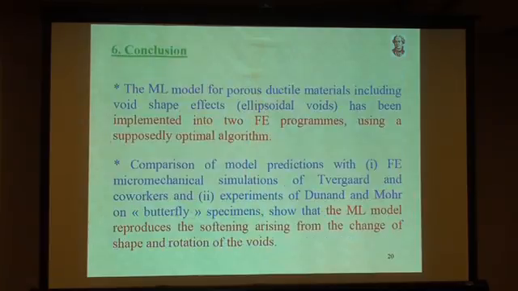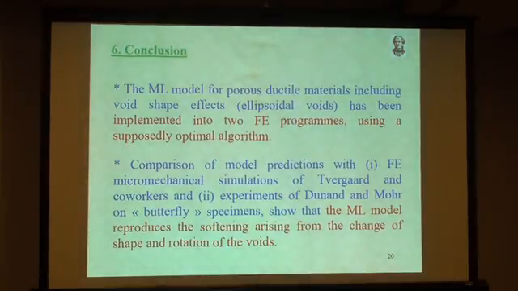So the conclusion is that this model, which extends Gurson's model to include void shape effects, has been implemented into two finite element programs using what we assume is an optimal algorithm. We have compared the model predictions with the micromechanical finite element simulations of Tvergaard and co-workers, and also with experiments of Dunand and Mohr on butterfly specimens. And our conclusion is that this model seems to reproduce well the softening arising not from void growth, but from the change of shape and rotation of the voids.